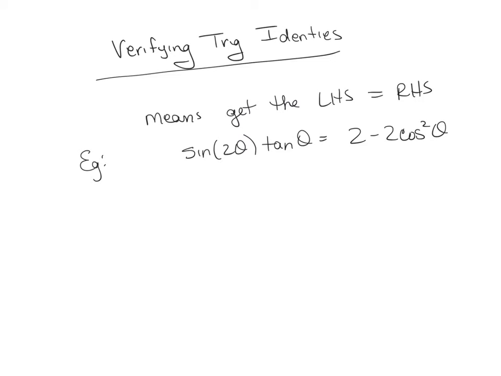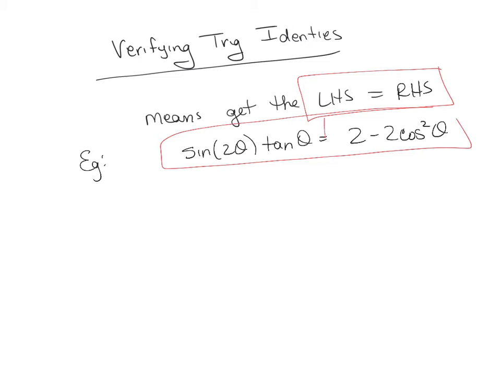All right, section 9.3, we're going to work on verifying trig identities. What does that mean? It means getting the left-hand side to equal the right-hand side. So here we have an equation, and I've got something to the left of the equal sign and something to the right of the equal sign. To verify this is correct, we need to manipulate these expressions so that the left-hand side equals the right-hand side.